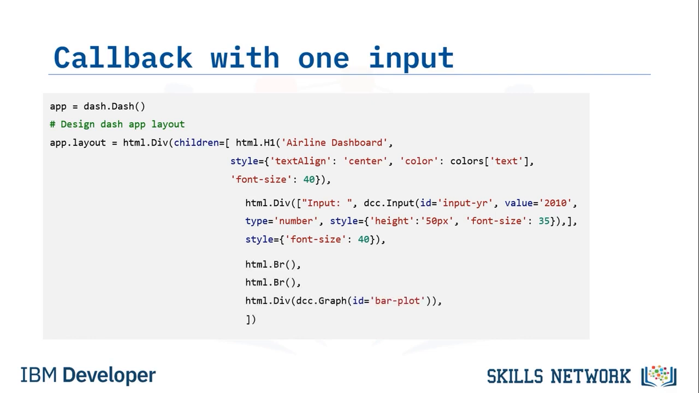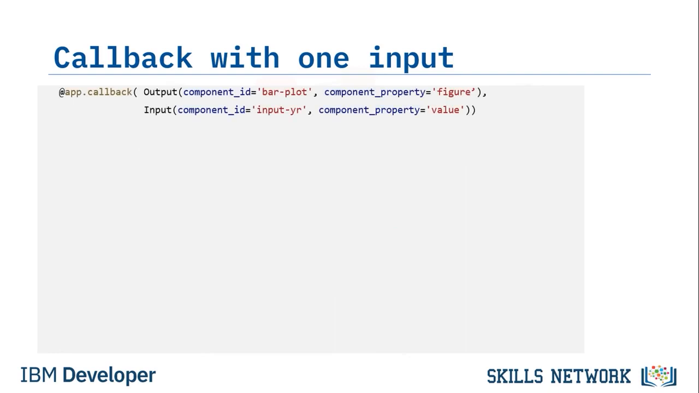Lastly, we will add a division with a graph core component. The core component has bar-plot as ID, which we will update inside the callback function. Note the component IDs. We will add a callback decorator, app.callback. Input to the callback will be the component with ID input-year, and property value. Output to the callback will be the component with ID bar-plot, and property figure. Component_id and component_property keywords are optional and are included here for clarity.